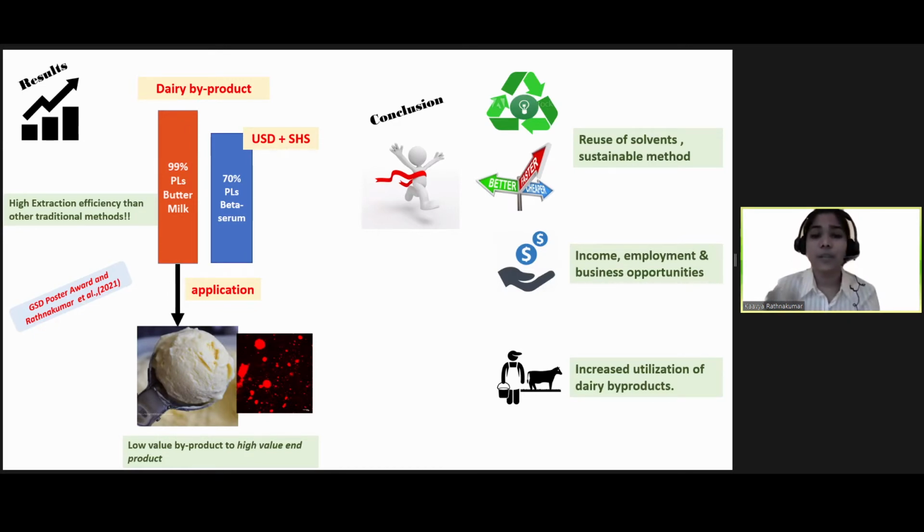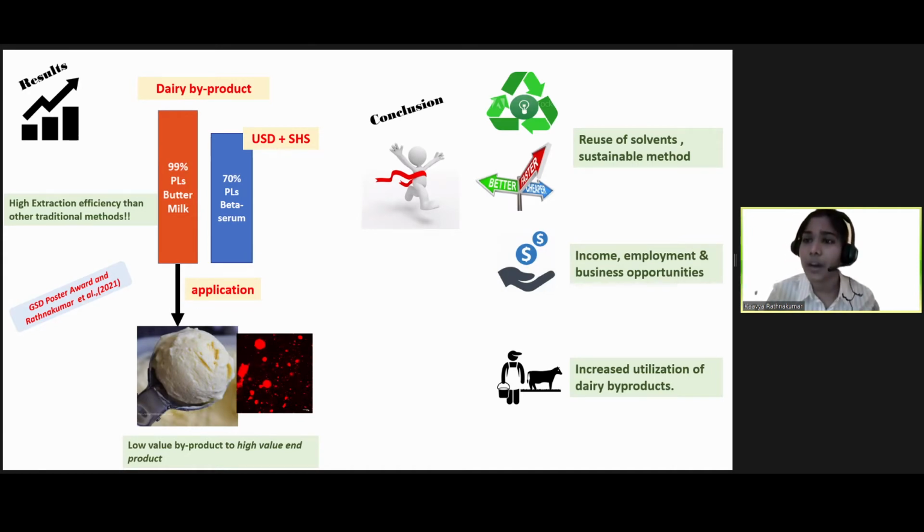This technique helped in converting a low value byproduct to a high value end product. From an economic point of view, this technique is highly beneficial as it is a sustainable and eco-friendly way to extract the phospholipids from the byproduct source, and you can reuse the solvent, which makes it more sustainable. From this technique, we were able to generate a higher extraction yield as well compared to any other techniques.